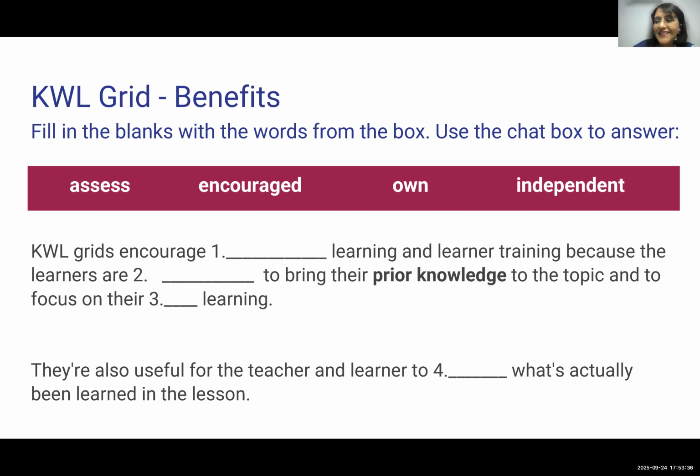Are we getting the answers? Yes, we are getting them. Number one, independent. Number two, I'm not going to tell right or wrong. They have to decide themselves. First is learning, second, independent. Fourth, assess. Second, encouraged. We're not getting them in the order as such, but that's okay. Three is own. Okay, all right. Let's check the answers.